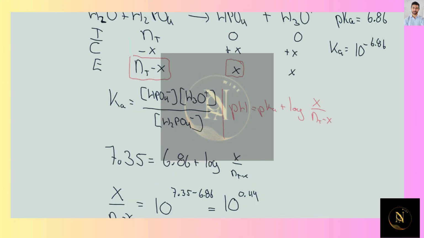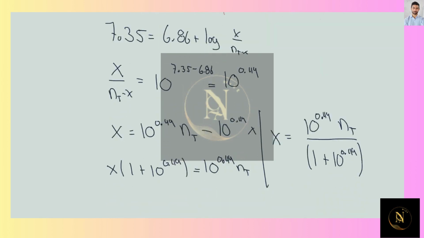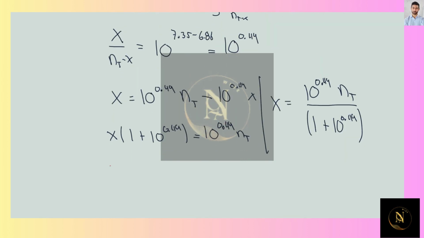Replacing the value for nt that we calculated, which was equal to 2.5 times 10 to the minus 5, this value here, let me put it in red just to clarify, it's going to give us as the result for x a value of x equal to 1.8888 times 10 to the minus 5 mole.